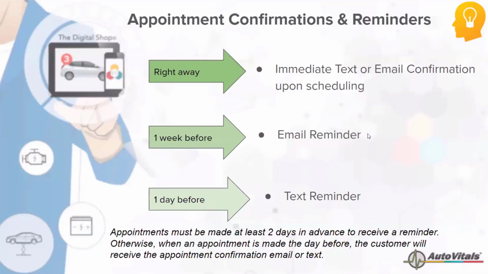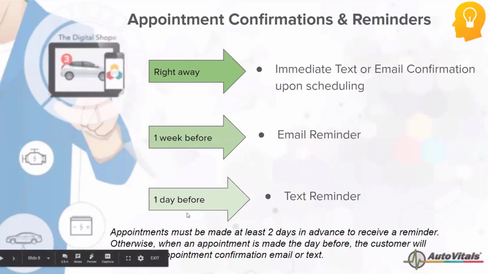Now, as far as appointment reminders go, we do two types of reminders, email and text. If you have an appointment that's scheduled 2 weeks or further in advance, your customer is going to get a reminder about 1 week prior to their appointment. In addition, they're going to get a text reminder the day prior.